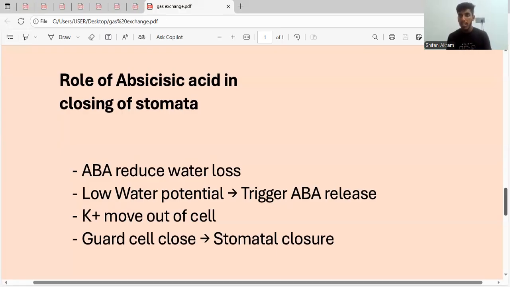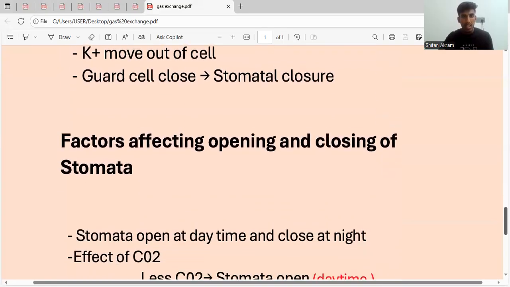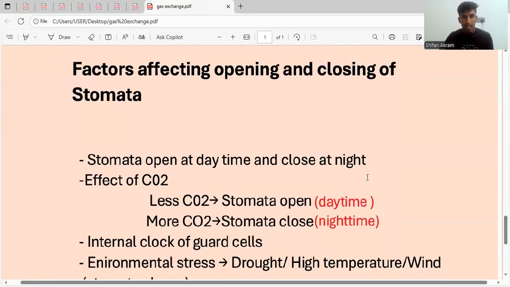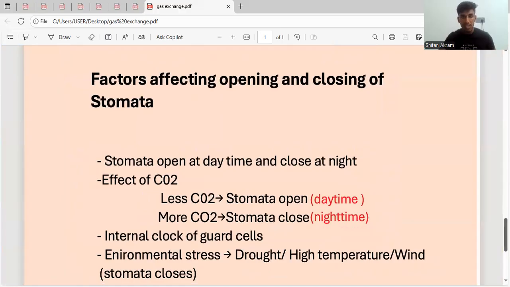When we close the stomata, less water is released from the plant through transpiration. In this way, we can preserve the remaining water in the plant. So that's what abscisic acid does in closing of stomata. Now let's take a look at the factors affecting opening and closing of the stomata.